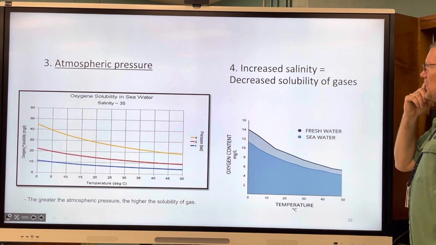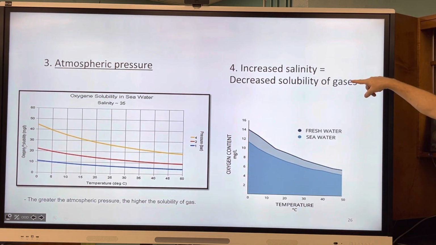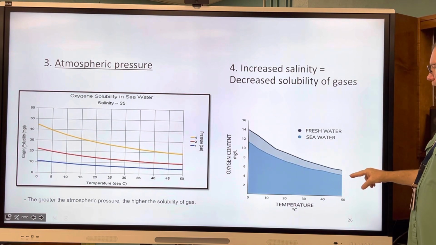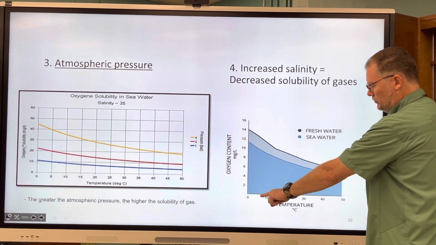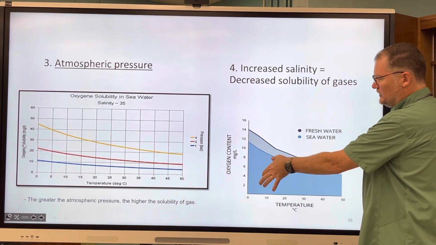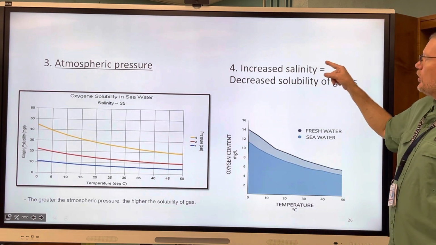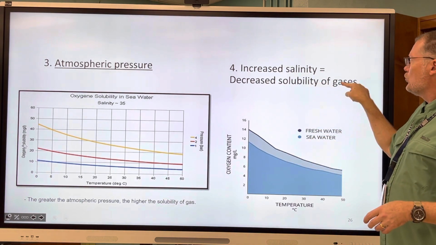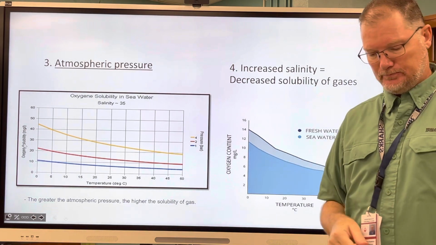And then if I increase the salinity, there's less room for gases, okay? So fresh water, this black line, is going to have a higher oxygen content overall per temperature than seawater, this blue line and below. So more salt in the water, less room for gases, okay?